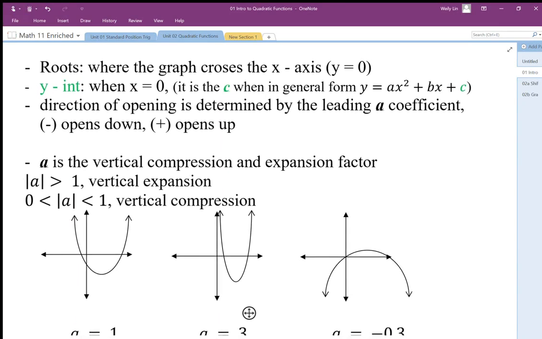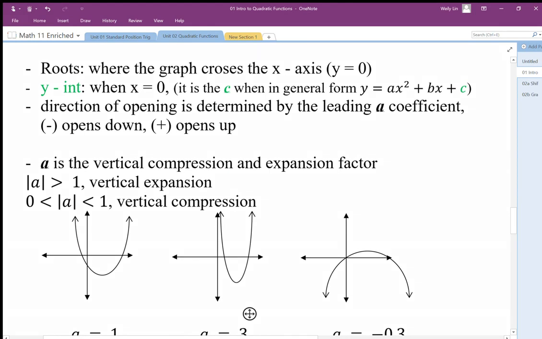So again, the key parts of this equation are the roots or zeros where it crosses the x-axis, and the y-intercept. We can find that when x is equal to 0, we plug it in. When it's in this form, not any of the other forms, but only in the general form, that c, that last number, is the y-intercept. The direction of opening is determined by that leading coefficient. If it's positive or negative, it indicates if it opens up or opens down.